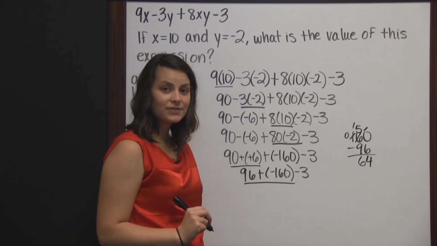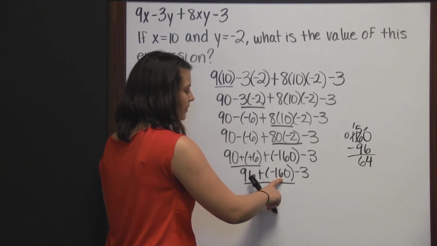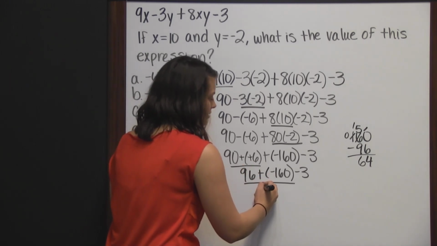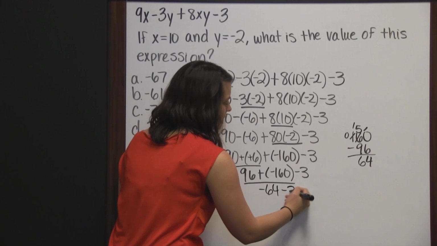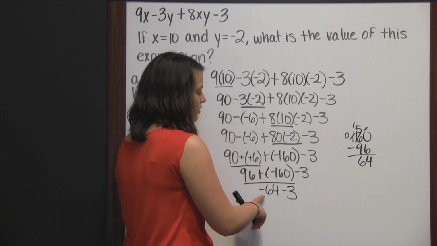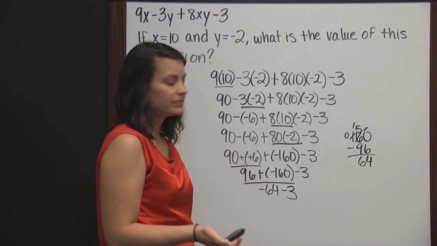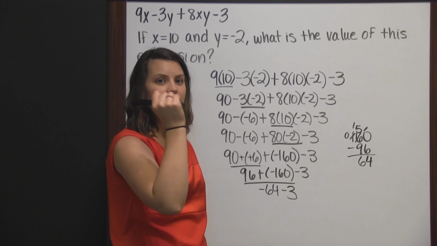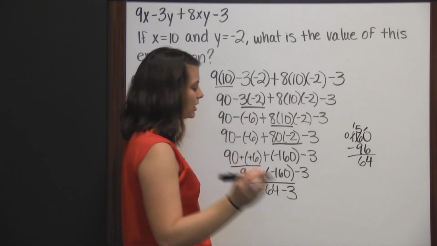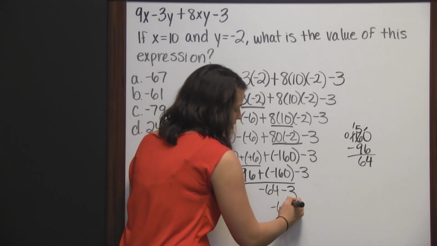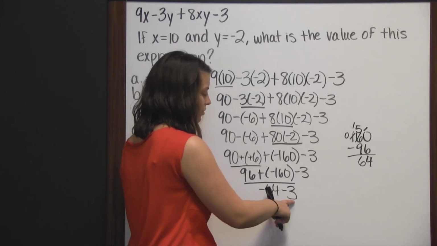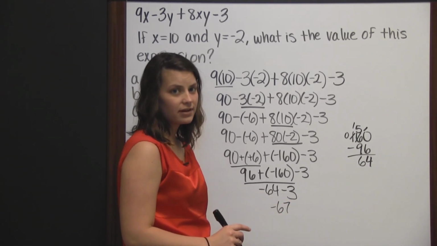And it's going to be a negative 64 because 160, or negative 160, has a larger absolute value than 96 does. So negative 64 minus 3. And the last thing we do is subtract those numbers. So if you think about where you are in the number line, you're at way over here on the left at negative 64. And then you subtract 3, so you're moving more to the left. Your number's getting even smaller. So it's negative 67. Another way to think about it is you have 64 negatives and 3 negatives. That's a total of 67 negatives.